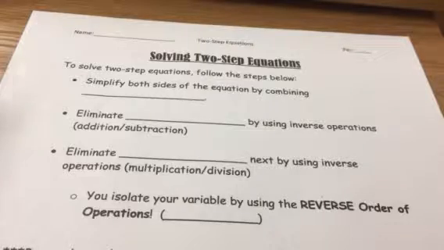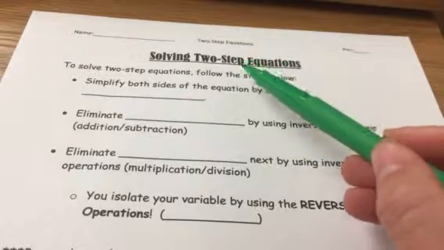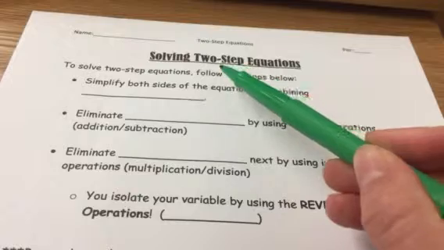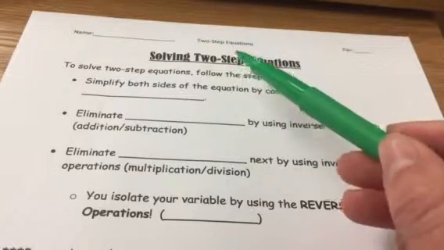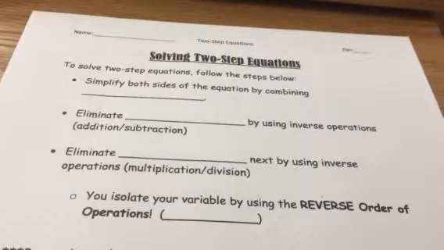But the baseline of algebra does not change. It's still using all of those inverse operations. You're undoing a bunch of stuff, but now when you have two-step equations, the order in which you undo them is really what matters the most. So let's go ahead and talk about how these can be solved.